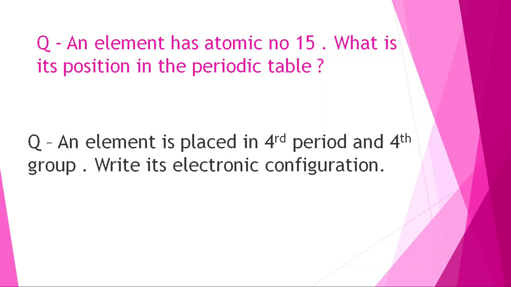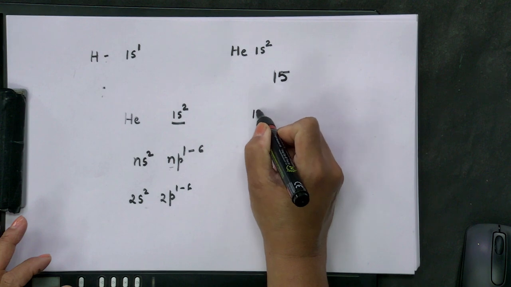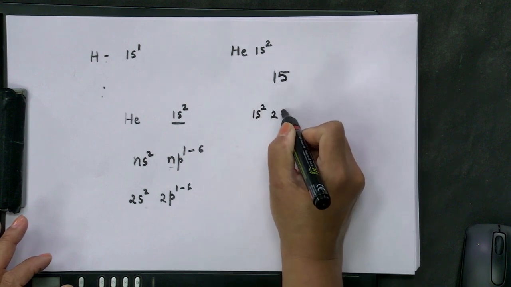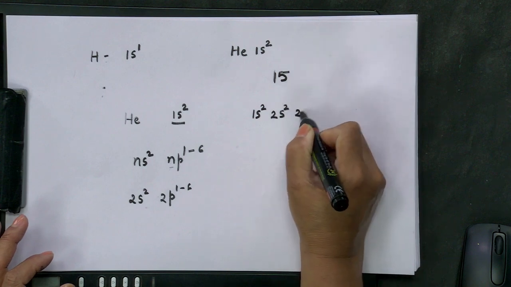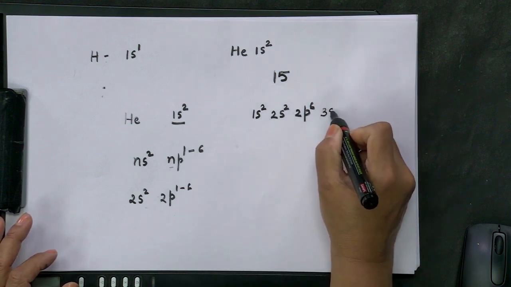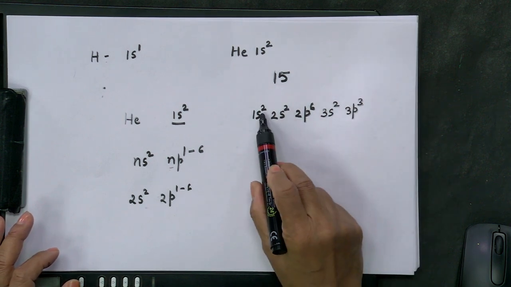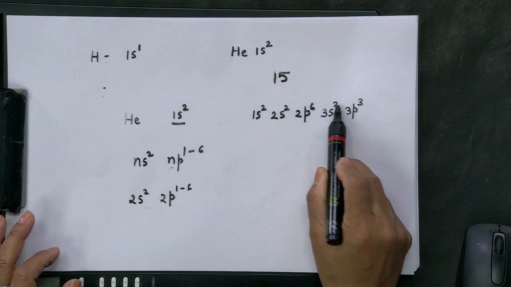See the question. An element has atomic number 15. What is its position in the periodic table? So, how will we do it? First, we write the electronic configuration. What is the electronic configuration for 15? 1s2, 2s2, 2p6, that is 6 plus 4, 10, then 3s2 and 3p3. You can see the total is 15 electrons: 2 plus 2, 4 plus 6, 10 plus 2, 12 plus 3, 15.